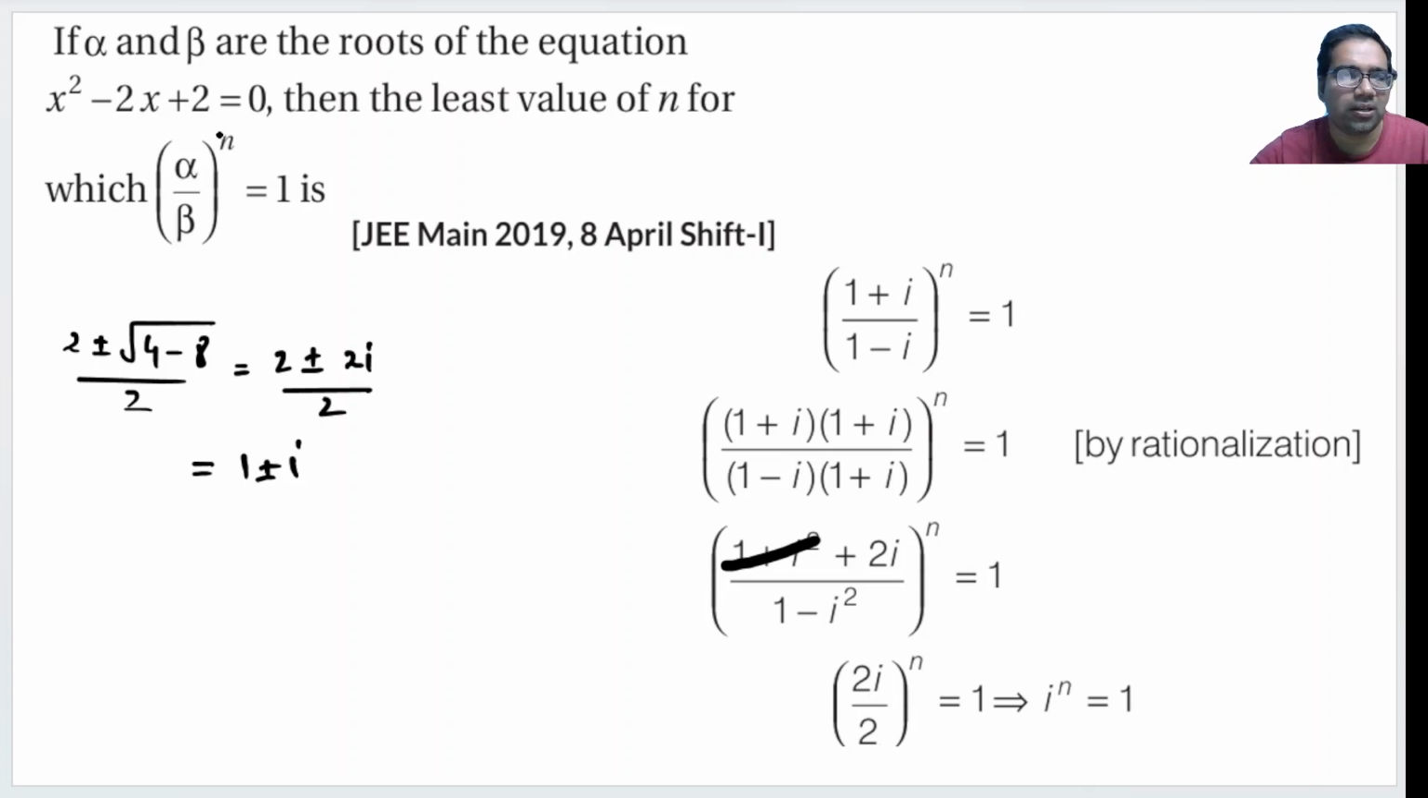Here the question is about the minimum n. We know that i square equals minus 1, and then i power 4 equals 1. I square is minus 1, so i power 4 equals 1. Then i power 4, 8, whatever, those things you can do, but the minimum n is 4. This is a simple problem. Right, guys? Hope you like this. Bye bye.